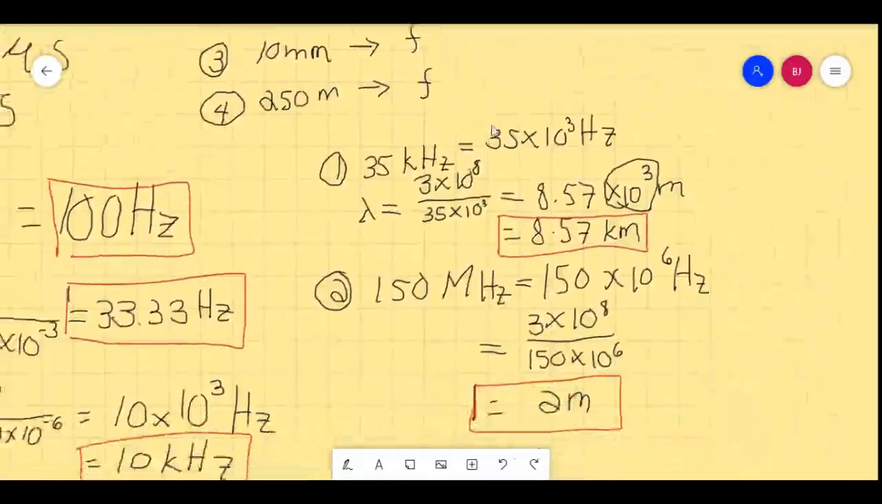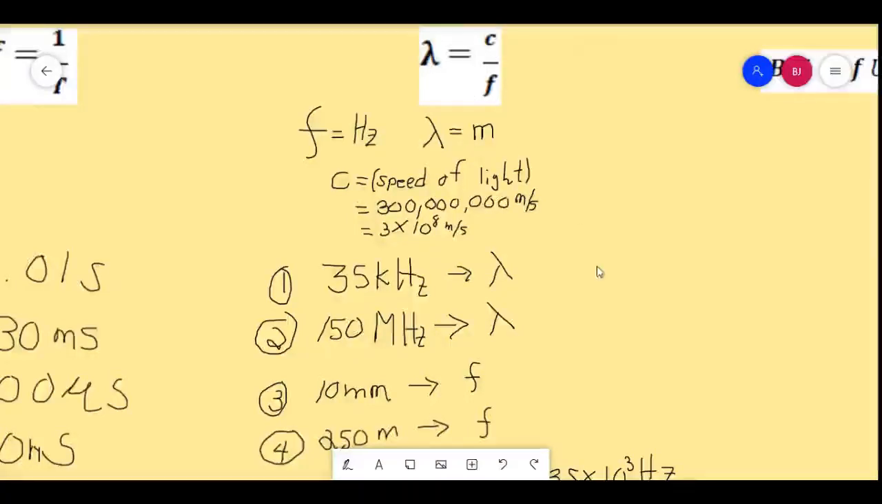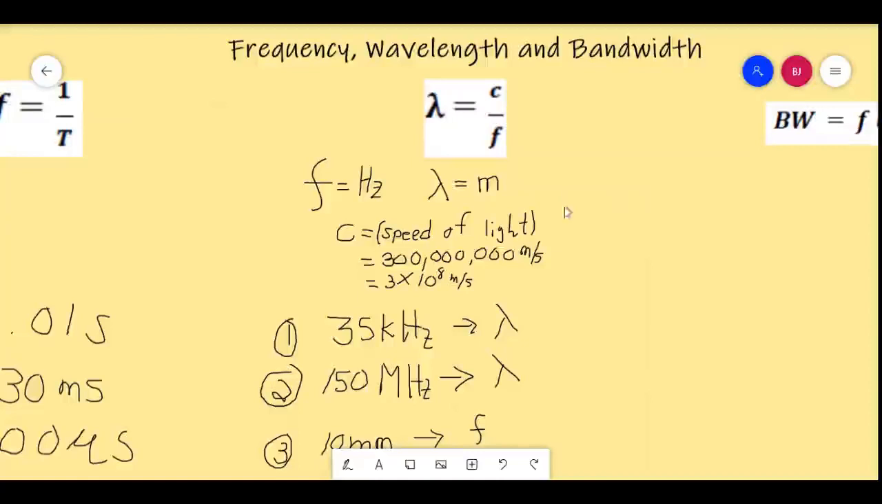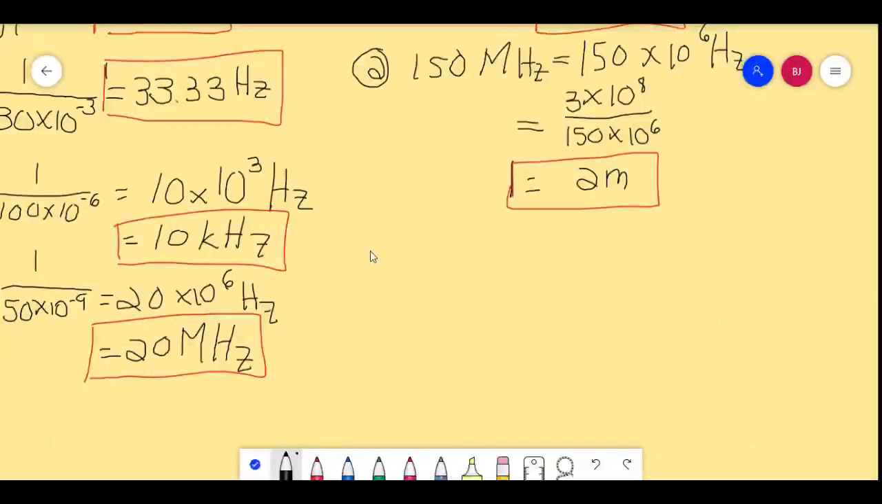Now, how do we solve for number 3 and number 4? What we have here is the formula for wavelength, C over F, which we use for examples 1 and 2. Well, it's actually quite easy because we just have to interchange frequency and wavelength here. So frequency would just be C over lambda. Just use algebra, then you'll get to this equation as well. So it's the same, and we don't have to worry about it that much.